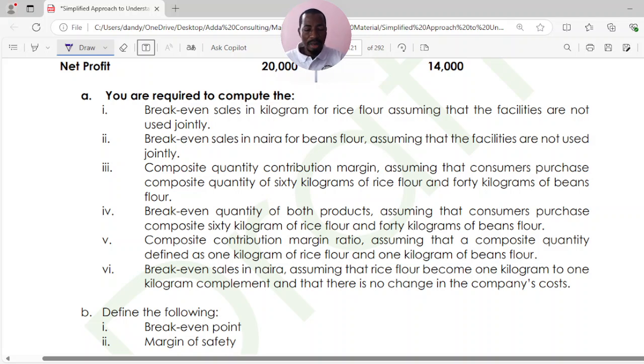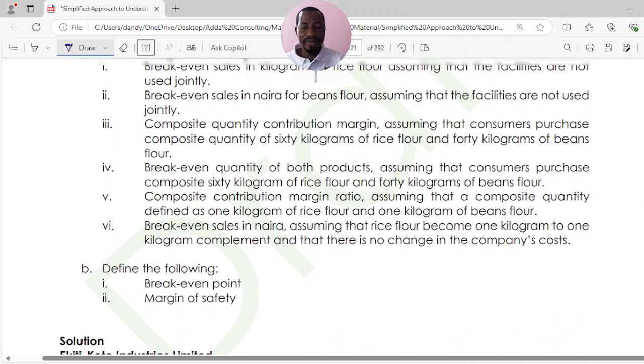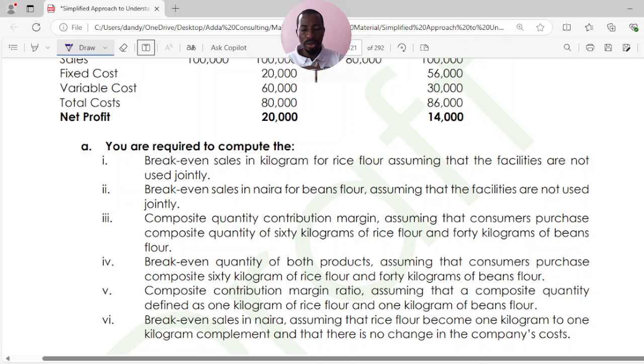Then number B, define the following break-even points and margin of safety. So that is the question. You must be able to think outside the box to solve this kind of question correctly. However, what are you supposed to do? In the first requirement, you are to calculate break-even sales in kilogram for rice flour, assuming that the facilities are not used jointly.